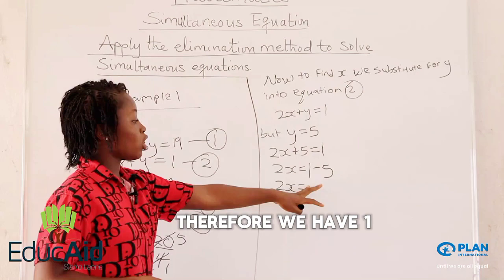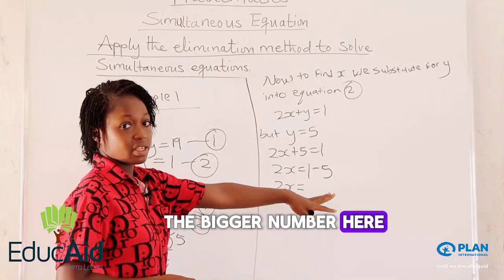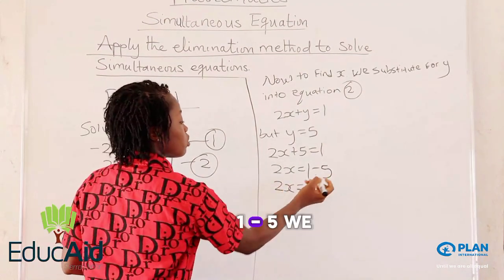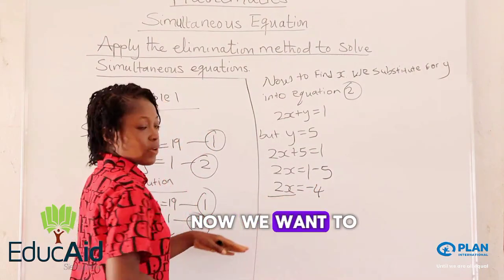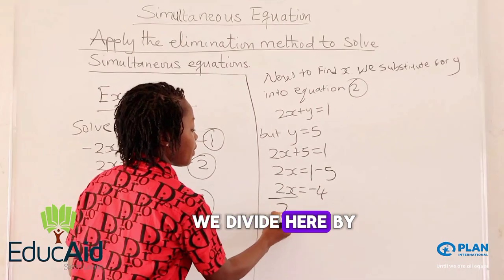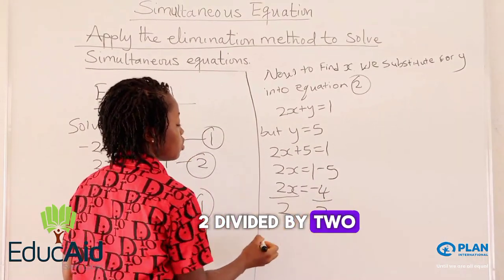So therefore we have 1 minus 5. The bigger number here is minus 5. So 1 minus 5, we have minus 4. So now we want to find the variable x. We divide here by 2, divide here by 2.